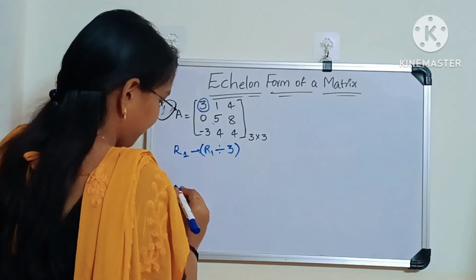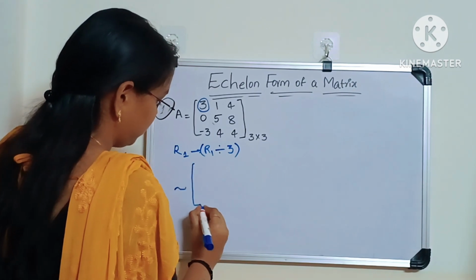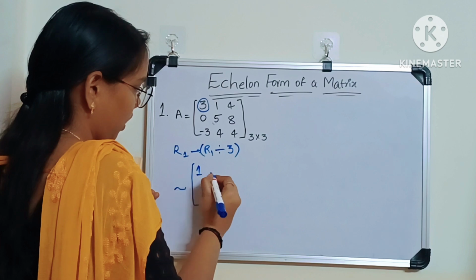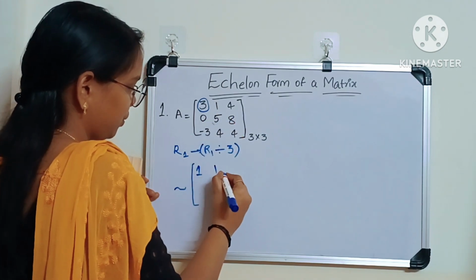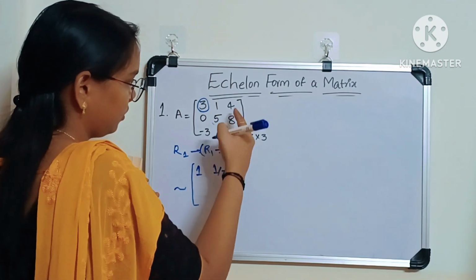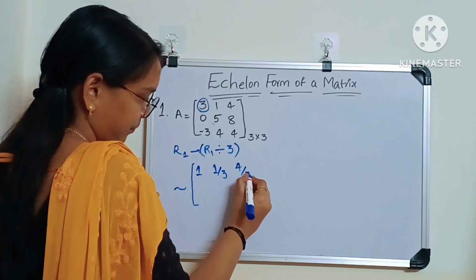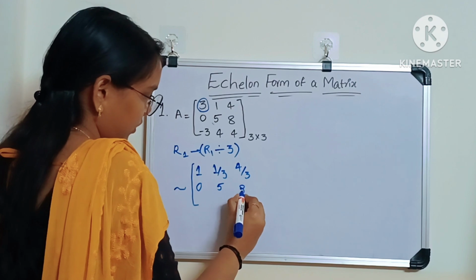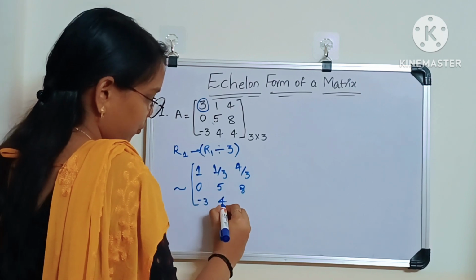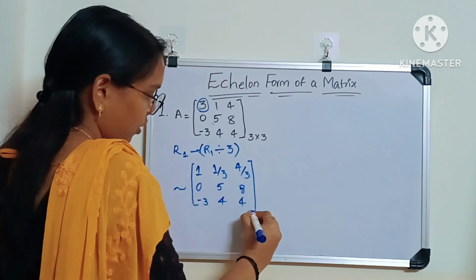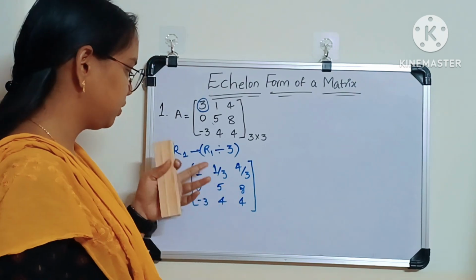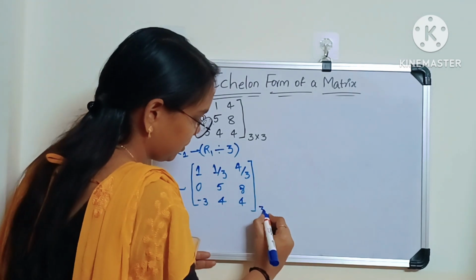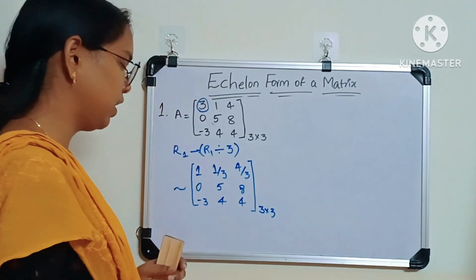If you see here, the first row is R1 divided by 3: 3 by 3 is 1, then 1 by 3 here, and here 4 by 3. Next, we will keep the other rows as they are: 0, 5, 8, and minus 3, 4, 4. We are not changing row 2 and row 3; we are changing only row 1. That's why I have written row 2 and row 3 as they are. This is the first operation we have done.